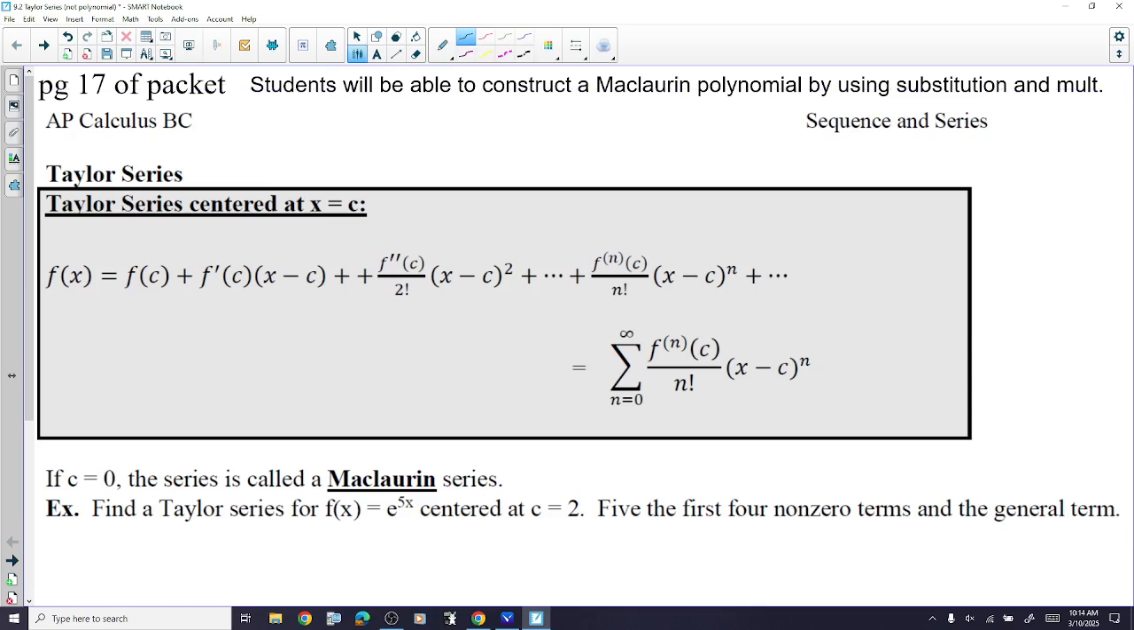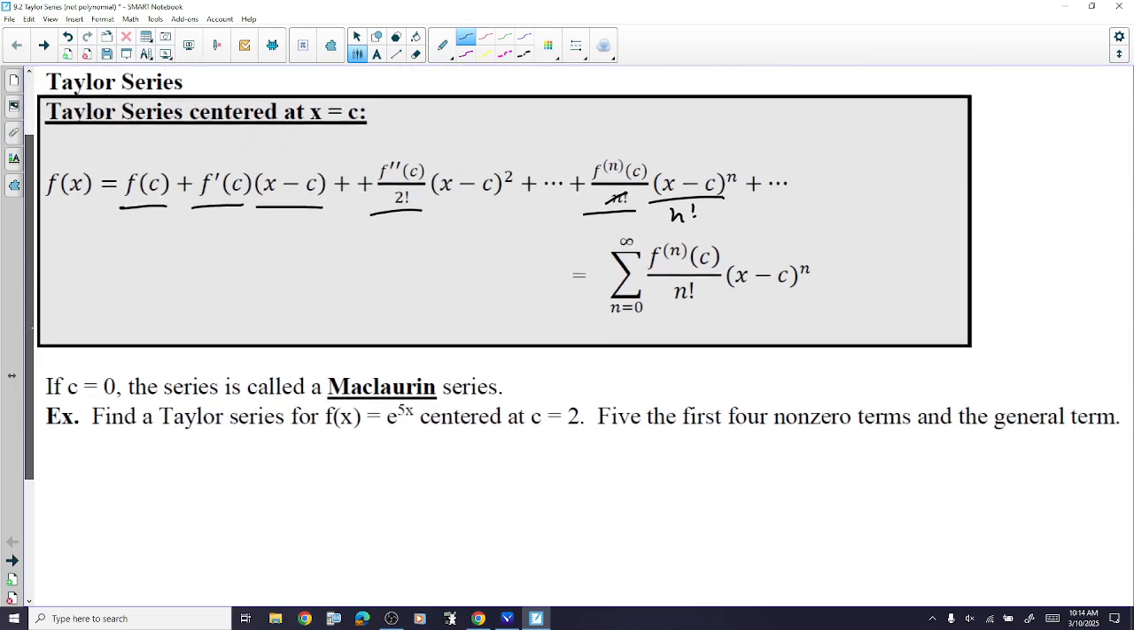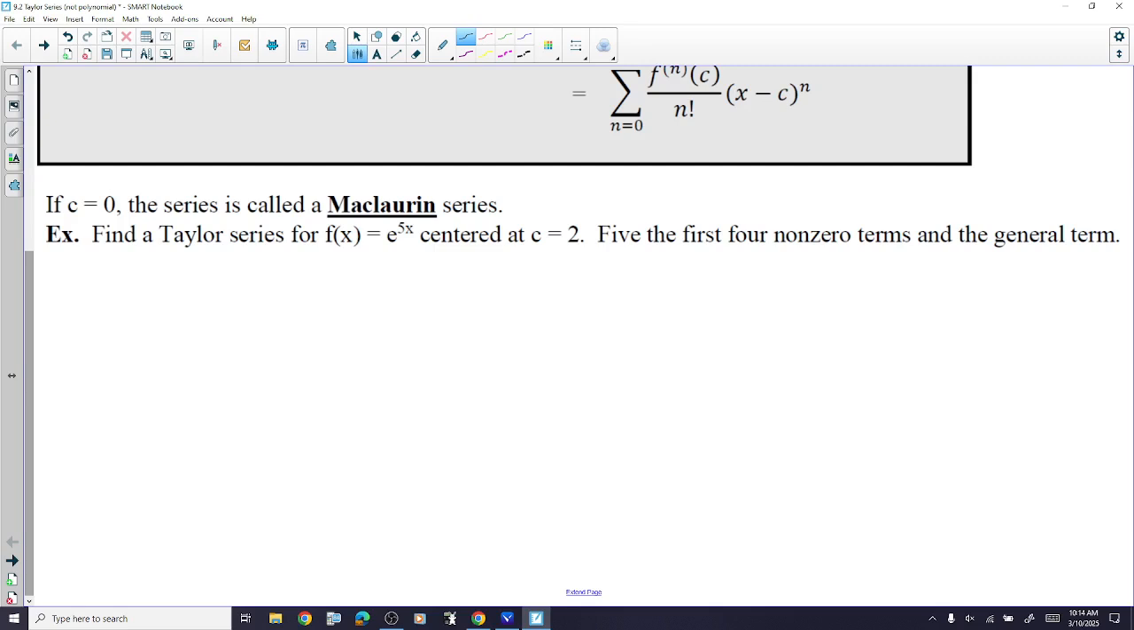Taylor series centered at x equals c is f of c, f prime of c times x minus c, second derivative over 2 factorial times x minus c squared, and then the nth derivative over n factorial times x minus c to the n. And someone commented that I usually put n factorial over here, but it doesn't matter where it is. It's in the denominator. So the fact that they write it a little differently than what I do, no big deal. If c equals 0, the series is called the Maclaurin series. So for centering at 0, it's called Maclaurin.